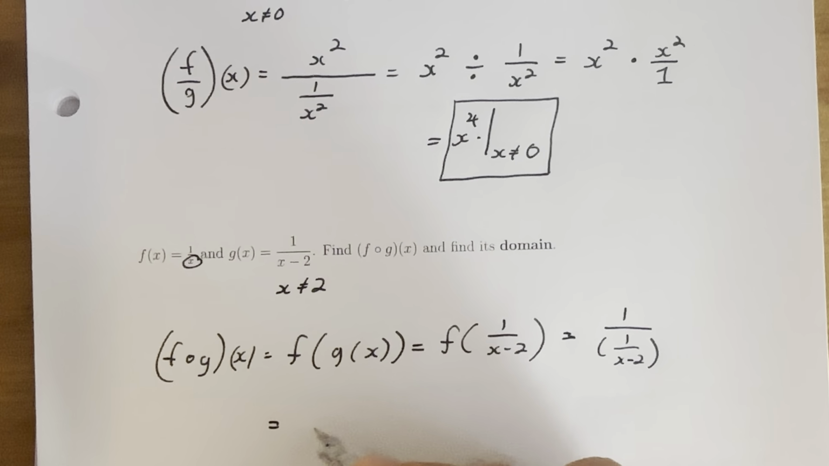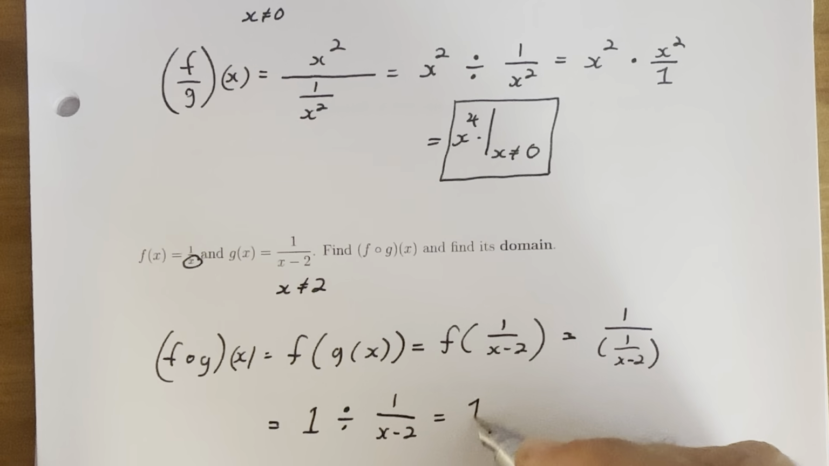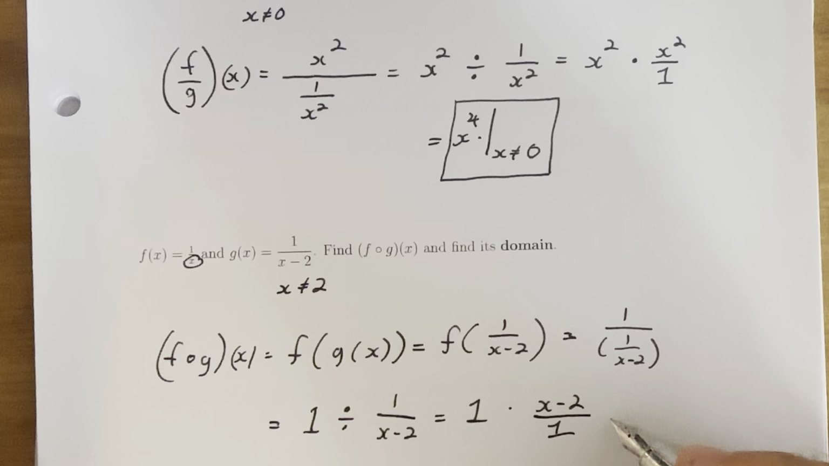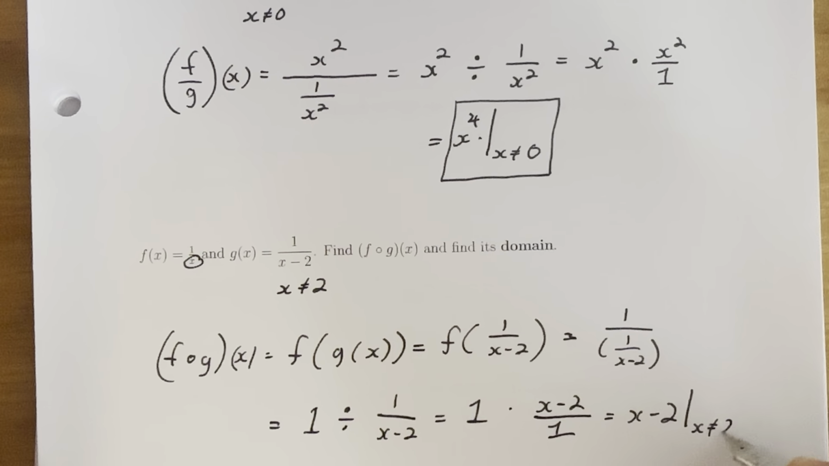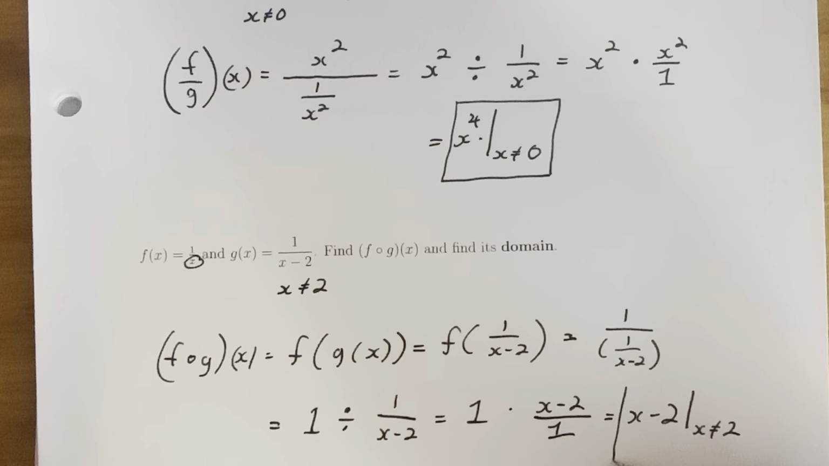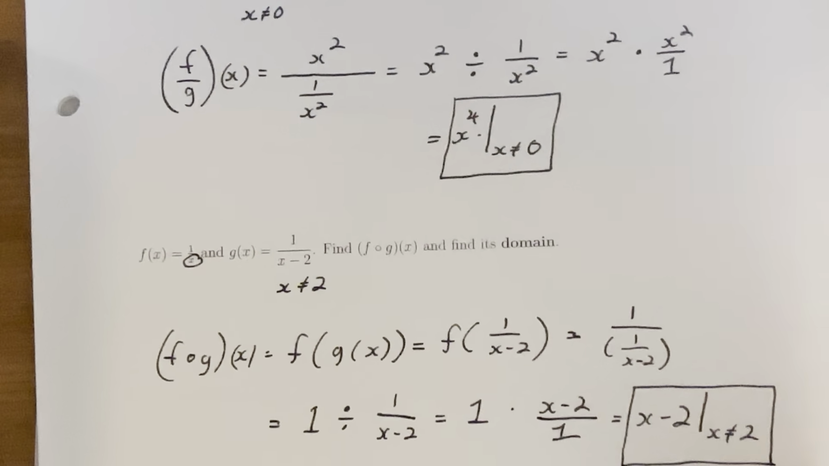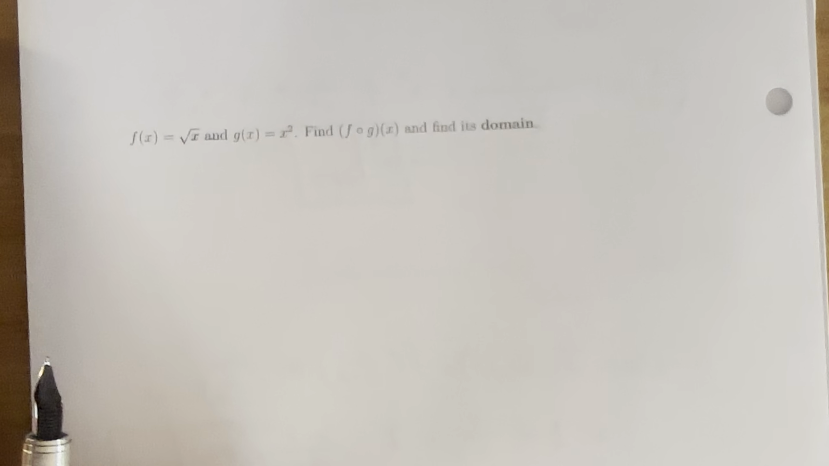And so this becomes 1 divided by 1 over x minus 2, which is the same as 1 times x minus 2 over 1, which is just x minus 2 with the caveat x cannot equal 2. Okay, and there we are. That's the answer there. And now, final page.